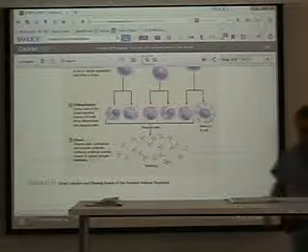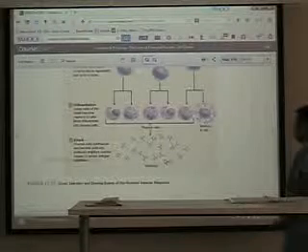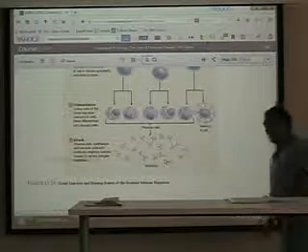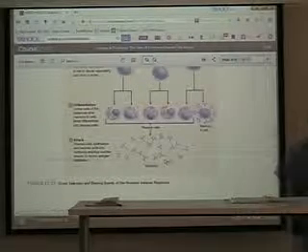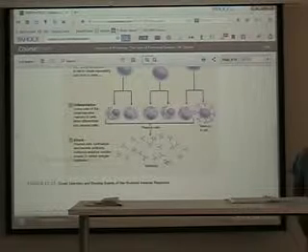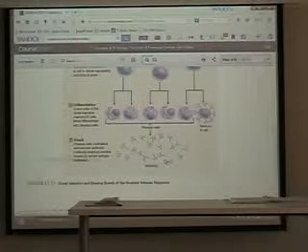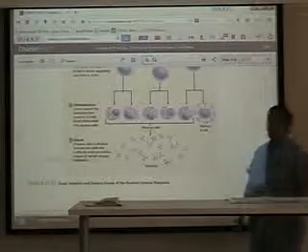So what kind of questions could I ask regarding the difference between cellular and humoral immunity? Which one's B cells? Which one's T cells? Which one's memory? Which one requires an APC, an antigen-presenting cell? What is a good example of an antigen-presenting cell? Macrophage. And these two systems, are they specific or non-specific? As you can see here, they're highly specific.